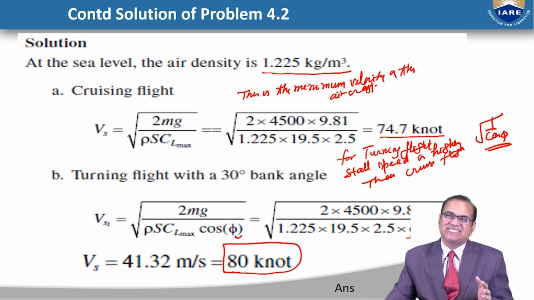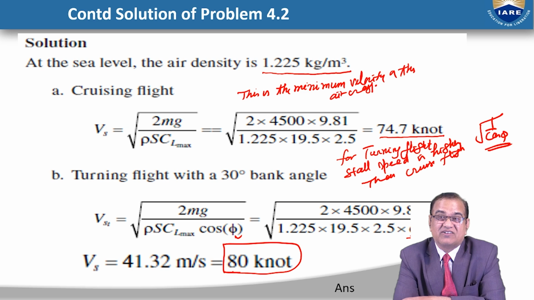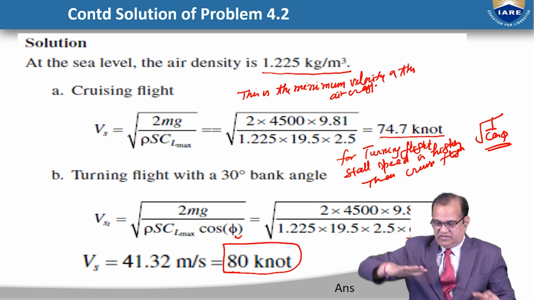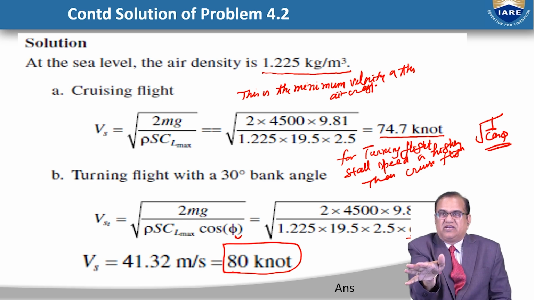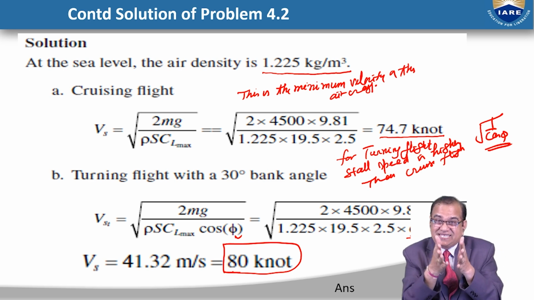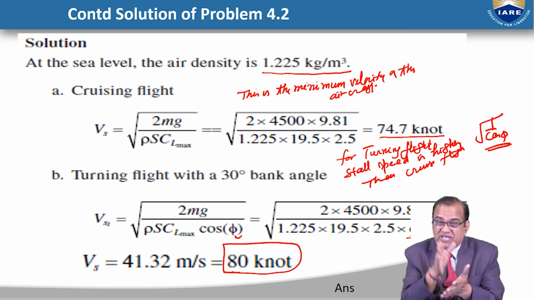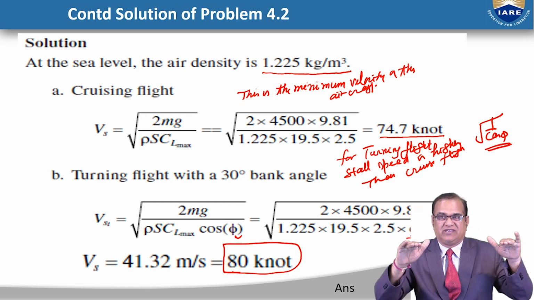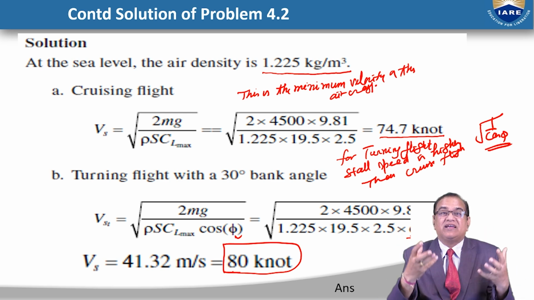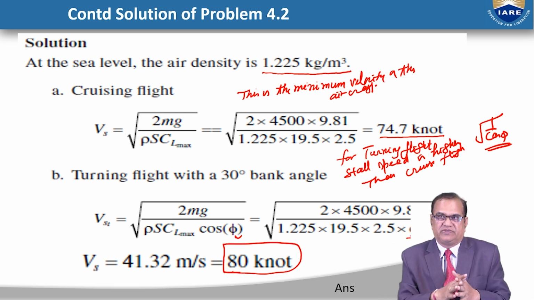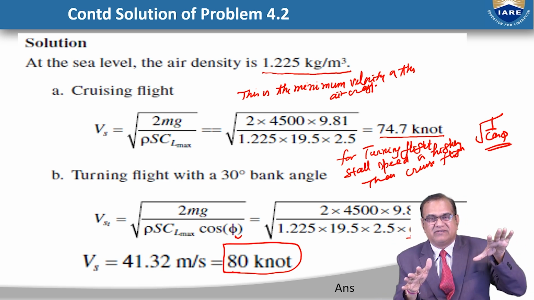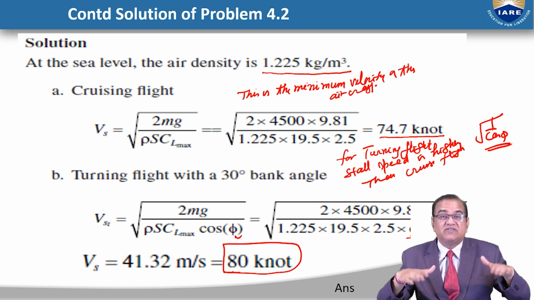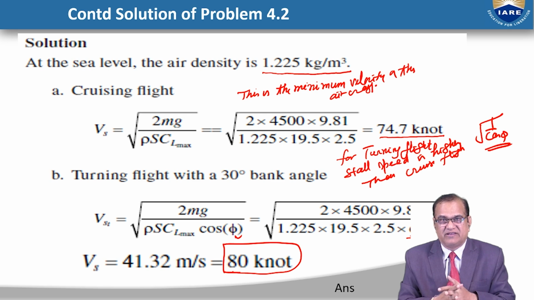So it is very interesting to understand the effect of turning. If you are turning the aircraft like this, you cannot go less than this Vs, and this Vs of the turning flight is higher than that of the same aircraft when it is cruising. It depends upon the angle of the turn, the angle of bank.